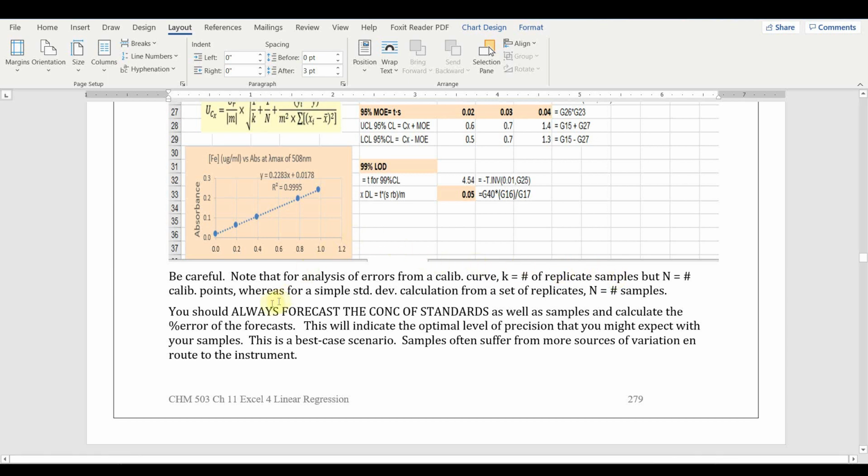I want to stress that you should always forecast the concentration of standards as well as your sample. Students have often asked me, why should I forecast the concentration of my knowns? What I want to know is forecast the concentration of the unknowns. Well, when you forecast the concentration of standards, it indicates the optimal level of precision that you can expect with your samples. This is your best case scenario. Samples are usually not quite as good as standards because they suffer from more sources of variation en route to the instrument. So at least find the best case scenario. Your sample forecasts will not be any better than your standard forecasts.